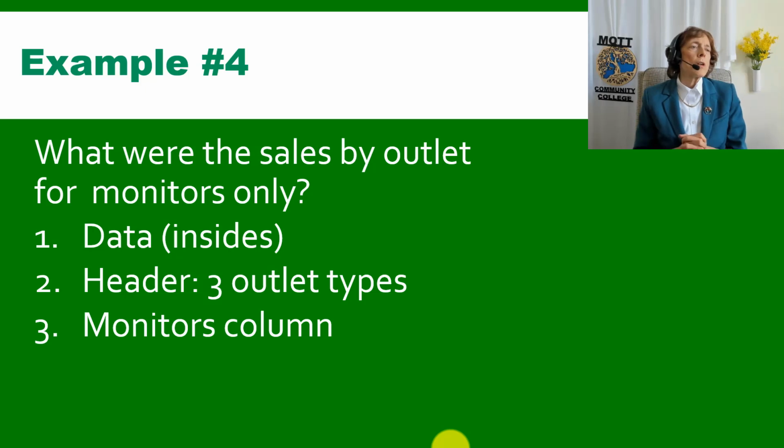Example number four. What were the sales? So they didn't ask for totals. Okay. Sales by outlet for monitors only. So we want to have the insides, but we want monitors column only. And we want the three outlet types. So we're going to have the three outlet types in the monitors column. Okay. All right. Let's go do that.